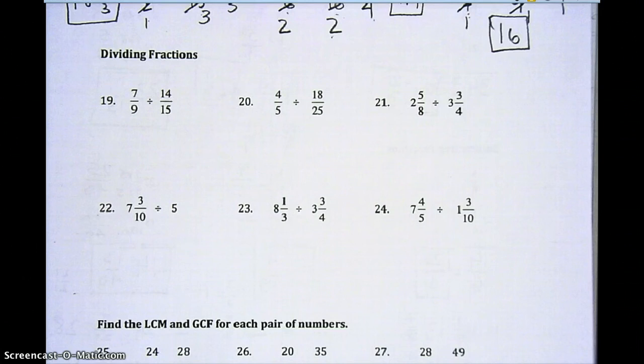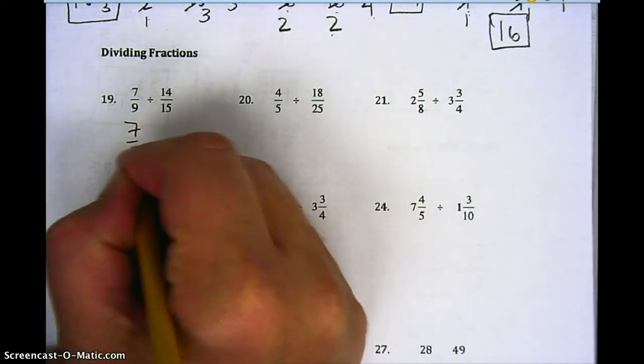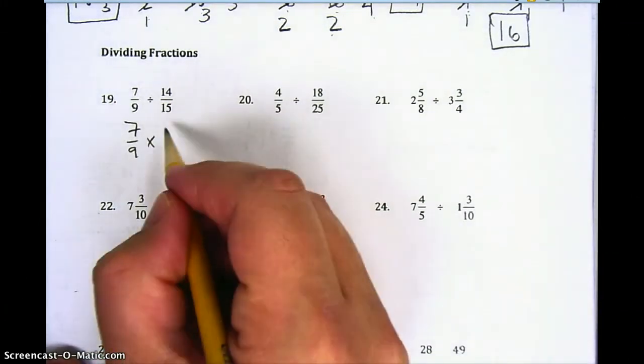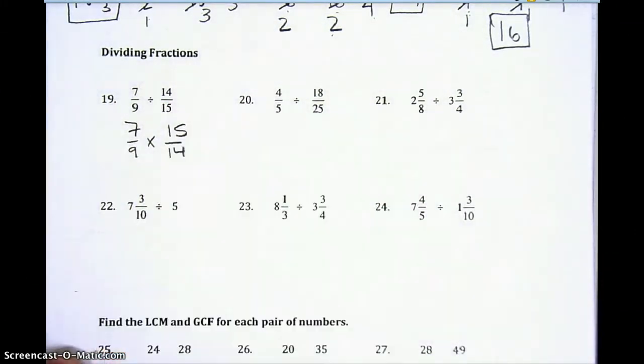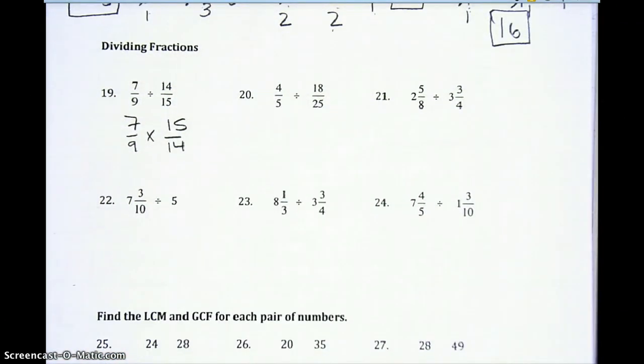This is a video that's going to help you with dividing fractions and mixed numbers. Now, dividing fractions and mixed numbers is almost like multiplying. The only thing you have to do is remember to flip the second number and multiply. Another way to think of it is copy, change, flip. So I copy the first fraction, 7/9, change division to multiplication, and then flip, 15/14. Dividing fractions: just flip the second fraction and multiply.